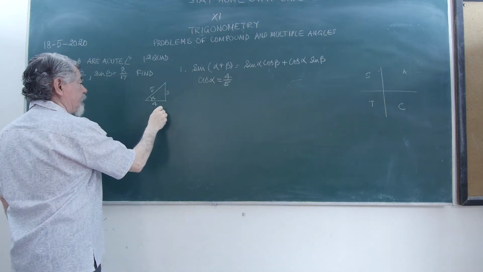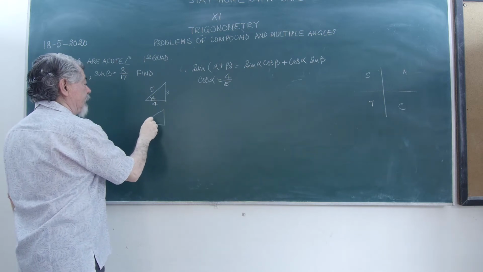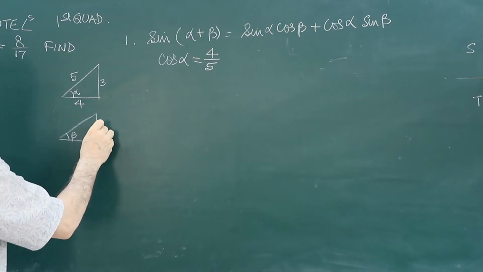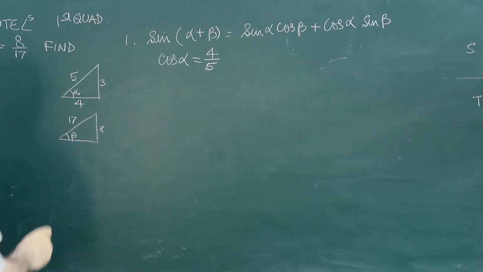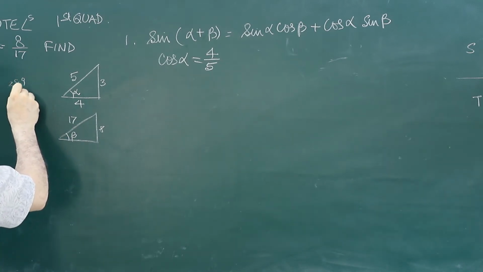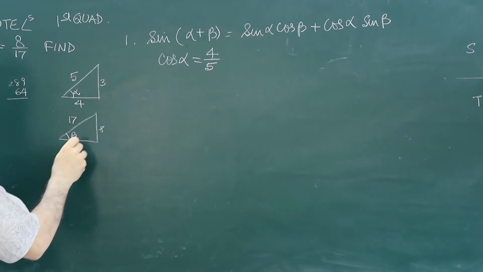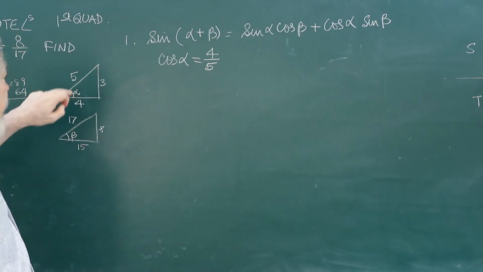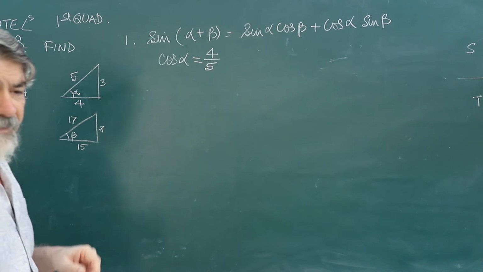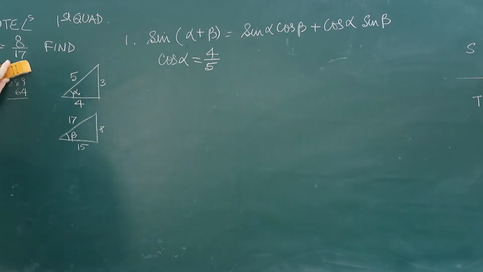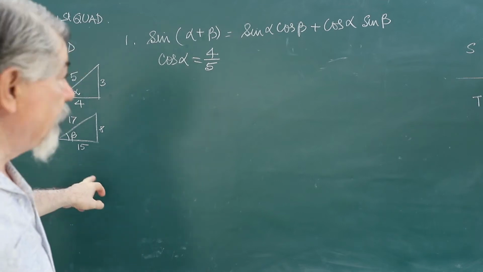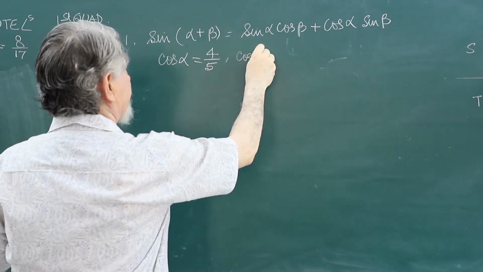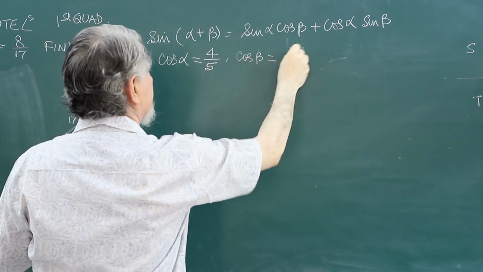Similarly, I can make another right angle triangle for beta, and it is given that sine beta is 8 upon 17. This is 8, this is 17. 17 square is 289, 8 square is 64. You subtract, you will get 225, and the square root of that is 15. These are Pythagorean triplets, 3, 4, 5 and 8, 15, 17. You should remember them in class 11. Now we can calculate cos beta, which is base upon hypotenuse, 15 upon 17.